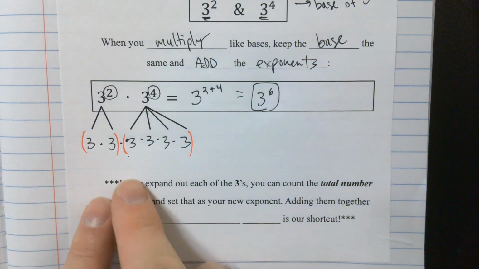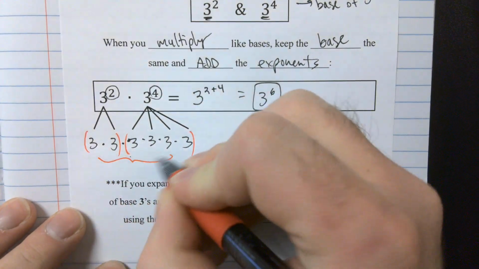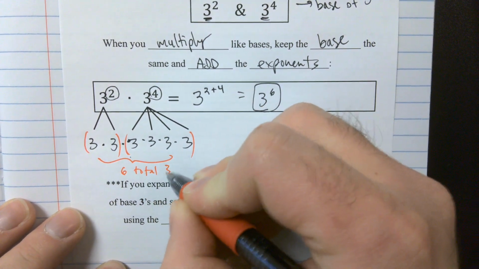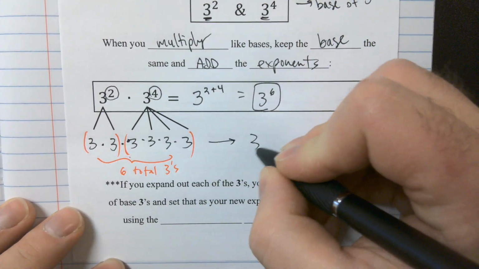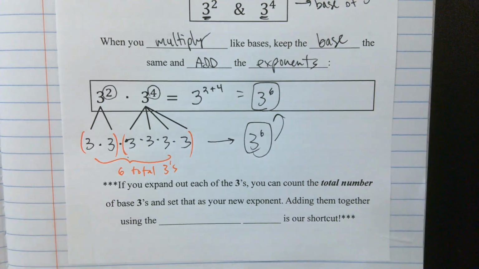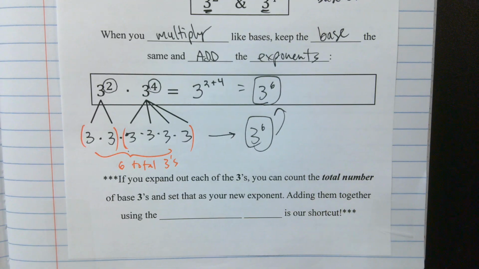If we expand all this out, we've got 6 total 3s, which we could condense all together as 3 to the power of 6. So in order to avoid writing out all these 3s, imagine if it was 3 to the 20th power times 3 to the 27th power. I'm not going to write out 3 times 3 times 3 times 3, 20 times, and then 27 more times. But how many total 3s do we have here?